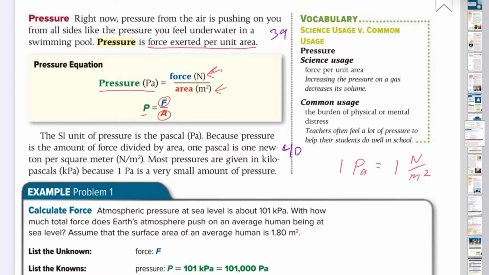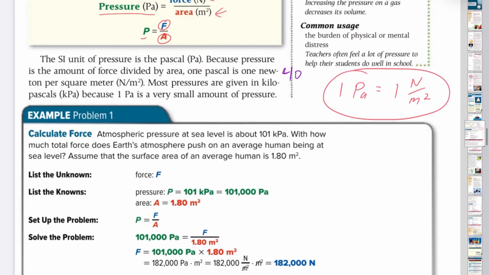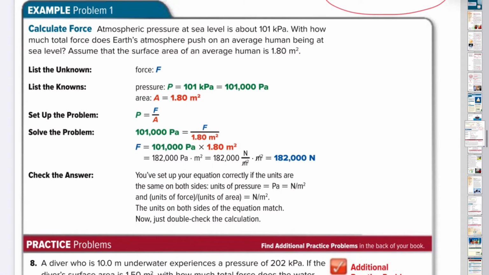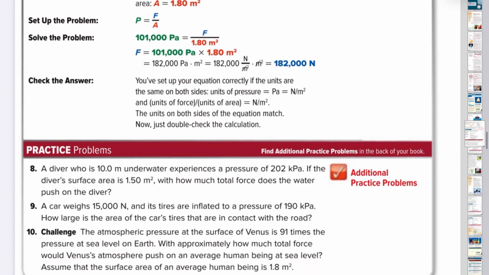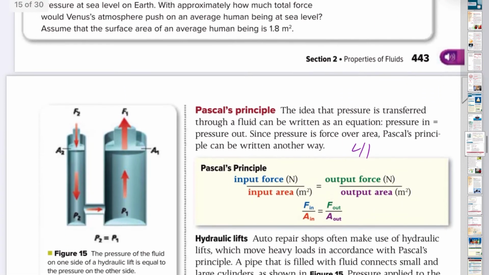So if you need to convert the units, this is a conversion you could use. Most pressures are given in kilopascals because 1 Pascal is a very small amount of pressure. We'll do example problems later.